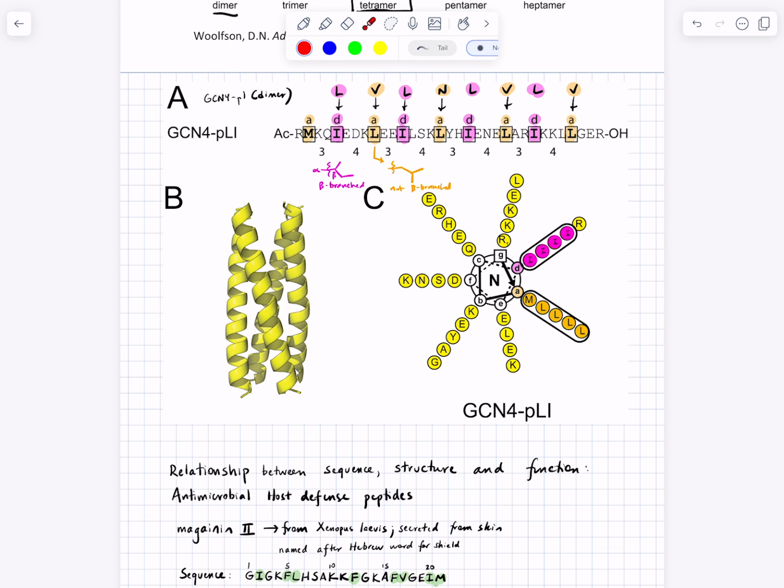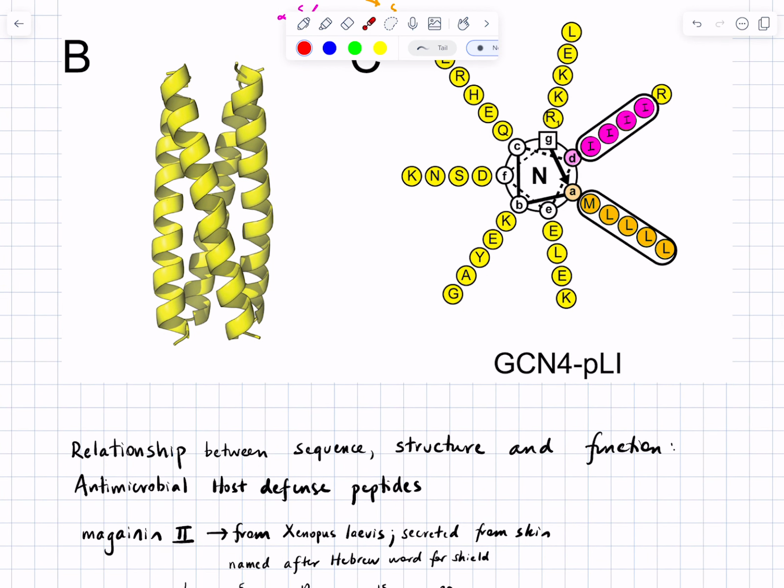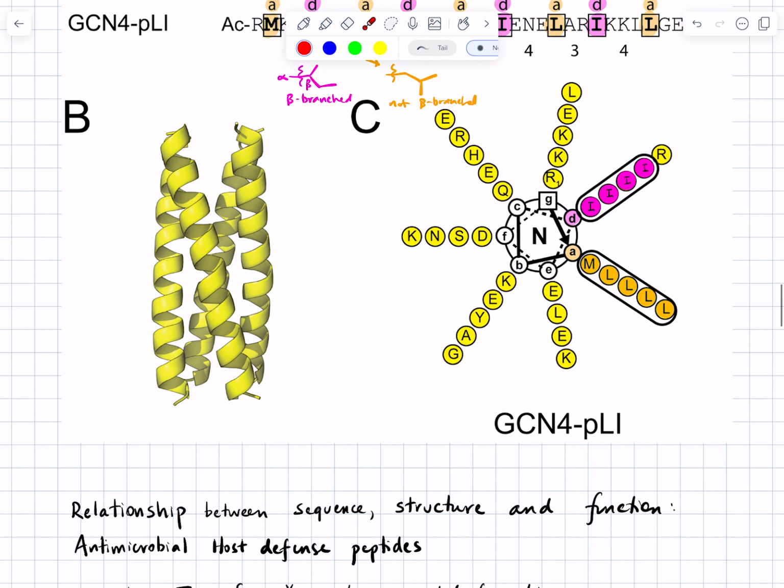The last thing I want to do is just talk about one more relationship between sequence, structure, and function, and that is in these so-called antimicrobial host defense peptides. If I were really prepared, I would have the sequence of the peptides that we have in our bodies that do this. Instead, what I have is a sequence from frogs. So I don't know why.